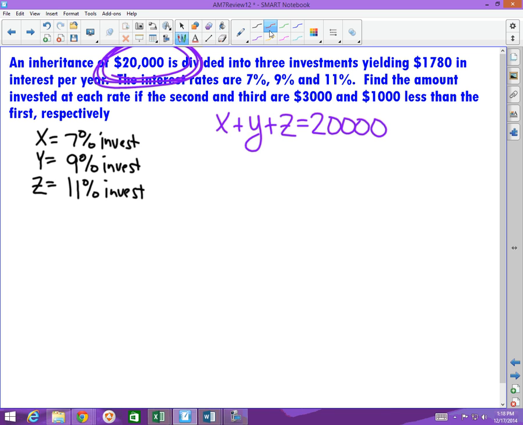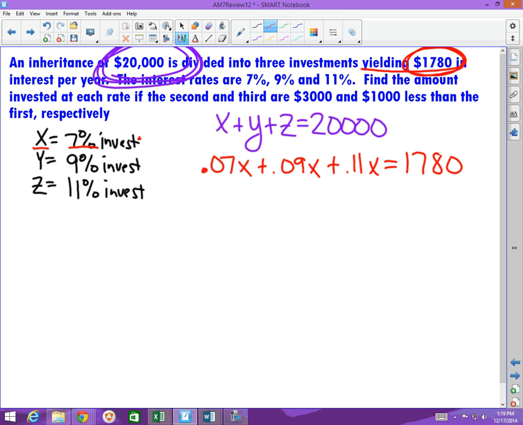Then moving down the sentence, it says you get $1,780 from the investment after a year. Well, if it's 7% per year and you invest X amount of dollars, that is 0.07X. That's how much you earned from this investment. Then for the second one, it would be plus 0.09Y. And then the third one is plus 0.11Z equals 1,780.